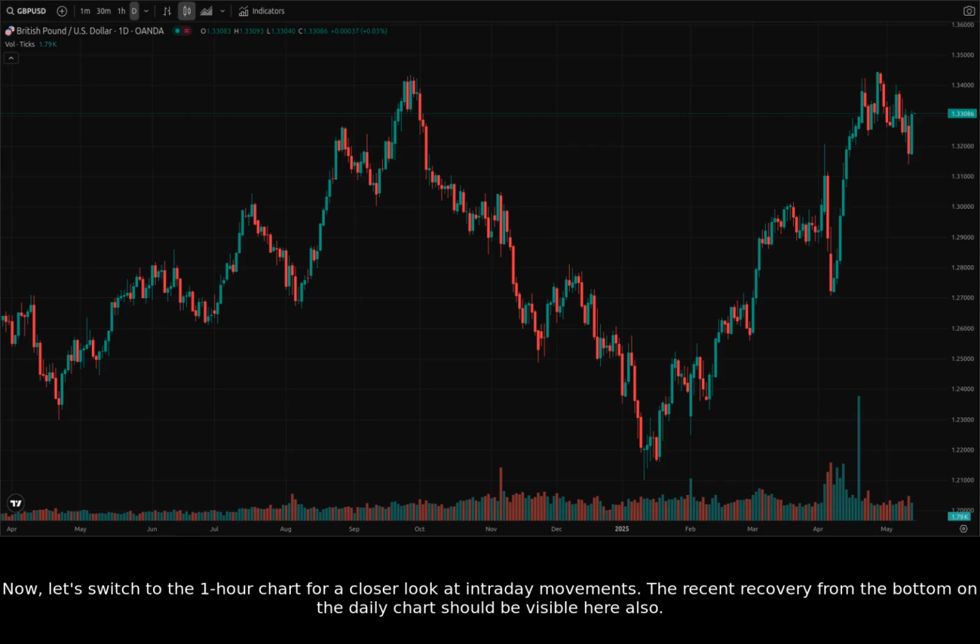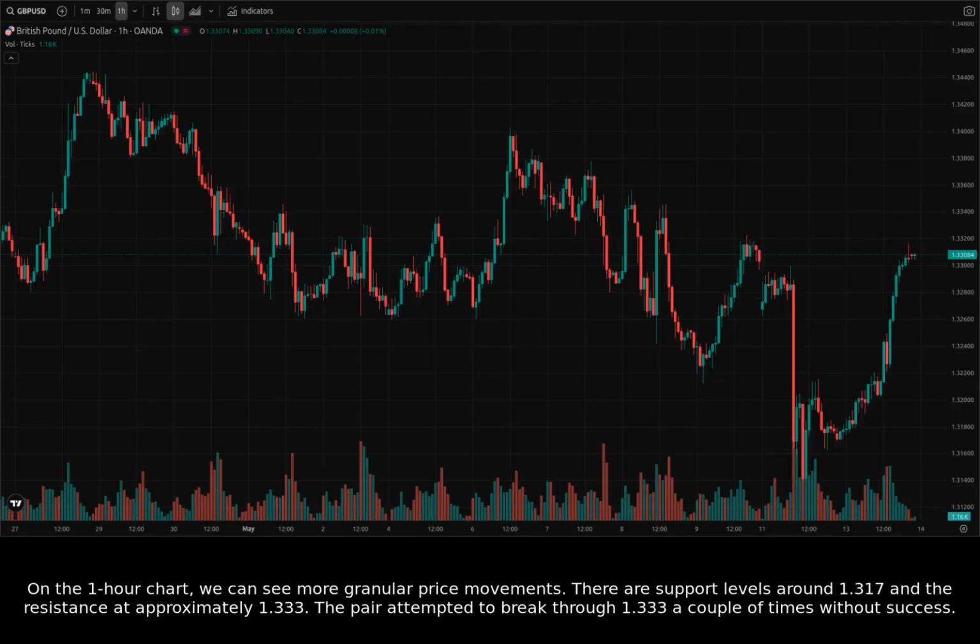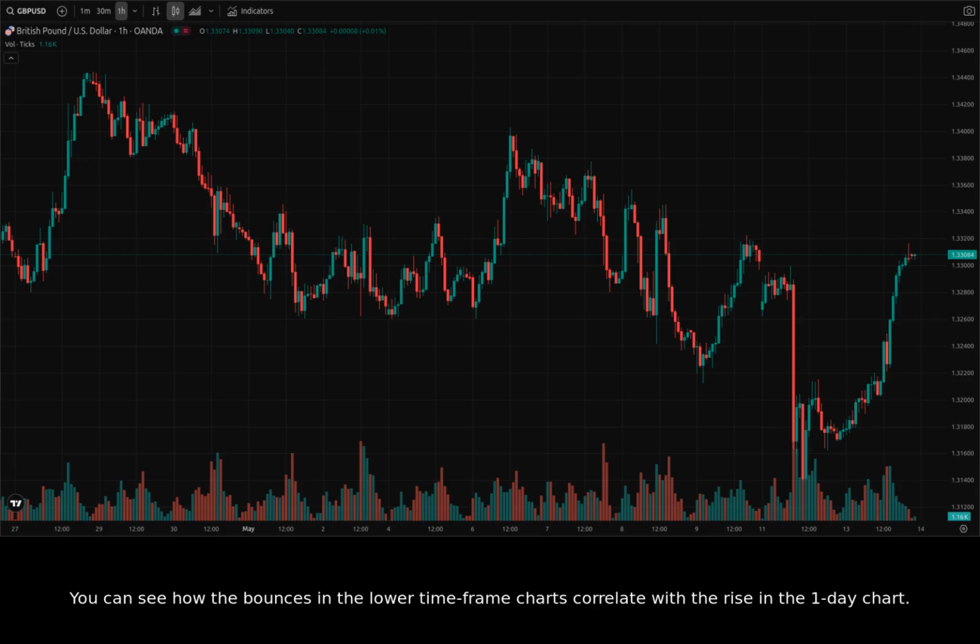Now, let's switch to the 1-hour chart for a closer look at intraday movements. The recent recovery from the bottom on the daily chart should be visible here also. On the 1-hour chart, we can see more granular price movements. There are support levels around 1.317 and resistance at approximately 1.333. The pair attempted to break through 1.333 a couple of times without success. You can see how the bounces in the lower timeframe charts correlate with the rise in the one-day chart.